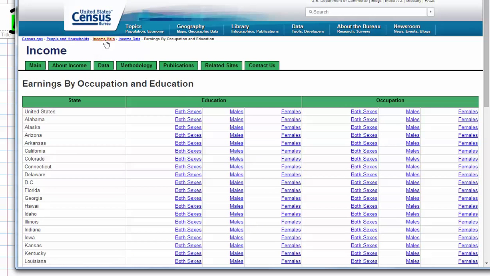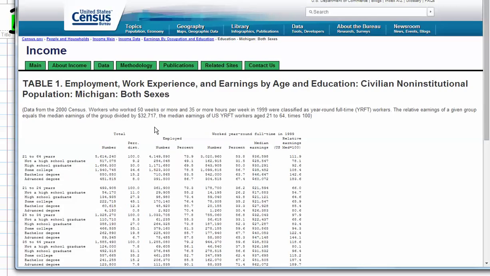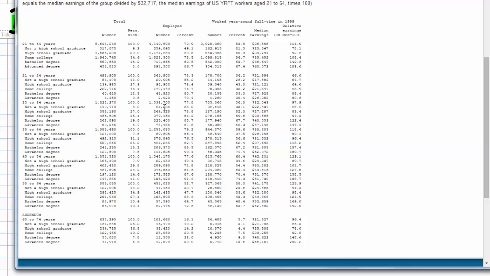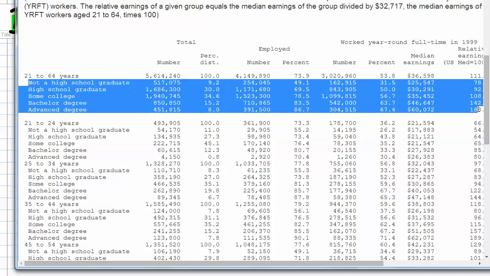Okay, so the government keeps track of who makes how much money. So I'm going to go to Michigan, and it says education, occupation, both sexes. So I'm going to click on this. So we're looking at men and women. And this is pretty small font. Let me see if I can make this bigger. There we go. And I'm going to look at people from 21 to 64 years old. So I'm going to look at everybody from no high school graduation, no diploma, all the way to an advanced degree. So let me take a screenshot of this, and I'll bring it back to my notes program.